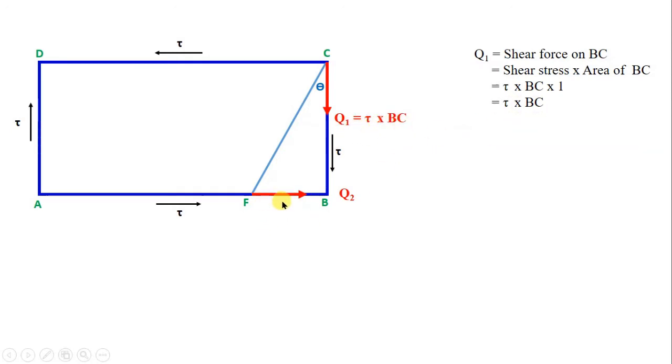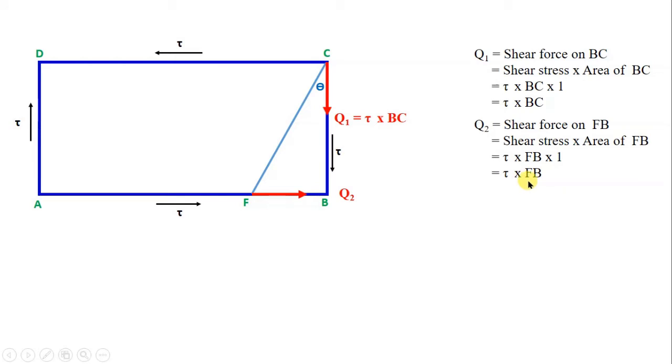And there is another force Q2 acting along the face FB. So we get shear stress into area of FB. Shear stress is tau, area of FB is FB into 1, where 1 is your unit thickness, that is equal to tau into FB. So your Q2 becomes tau into FB. As already said, Pn is your normal force on FC and Pt is your tangential force on FC. FC is your oblique plane.